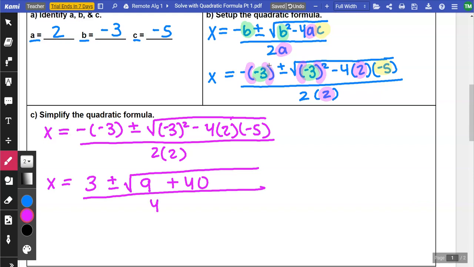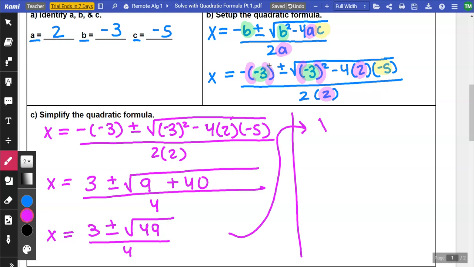Notice at each step I'm keeping x equals out in front because we're trying to solve for x. We're trying to find our x values of our x-intercepts, our zeros, our roots. So we're going to keep that x equals out in front at every single step. X equals, now what can we simplify next? Under this radical, I have 9 plus 40. 9 plus 40 is 49, all over 4.